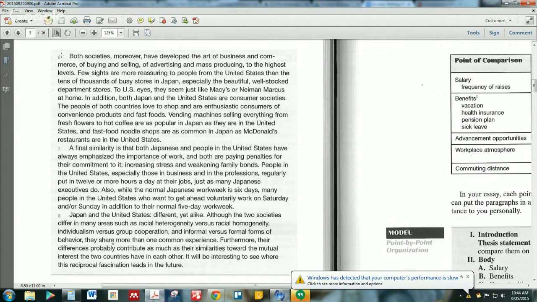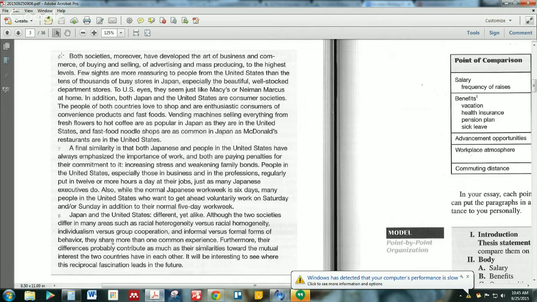A final similarity is that both Japanese and people in the United States have always emphasized the importance of work, and both are paying penalties for their commitment to it, increasing stress and weakening family bonds. People in the United States, especially those in business and in the professions, regularly put in 12 or more hours a day at their jobs, just as many Japanese executives do. Also, while the normal Japanese work week is 6 days, many people in the United States who want to get ahead voluntarily work on Saturday and/or Sunday in addition to their normal 5-day work week.